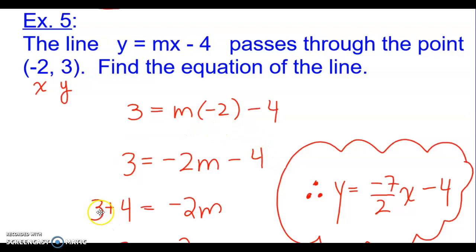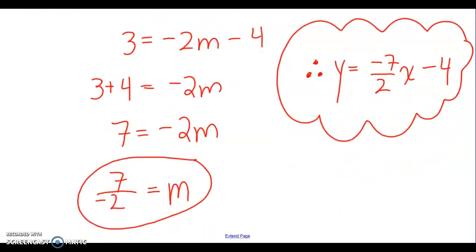Move the negative 4 over. 3 plus 4 equals negative 2m. 7 equals negative 2m. Divide by negative 2, and we have m equals negative 7 over 2. So here's my slope. My y-intercept was already given to me, so I put those pieces together, and there is my equation. y equals negative 7 over 2x minus 4.